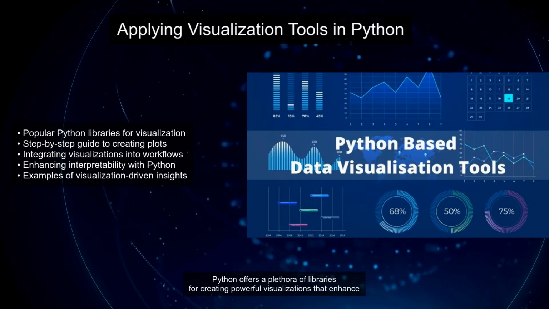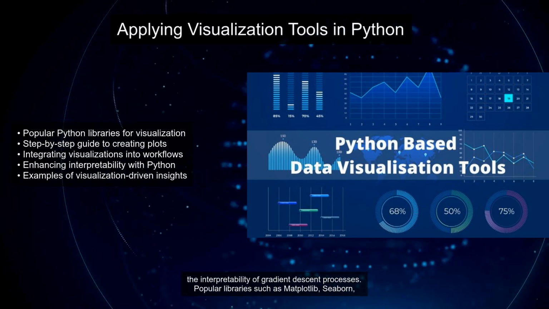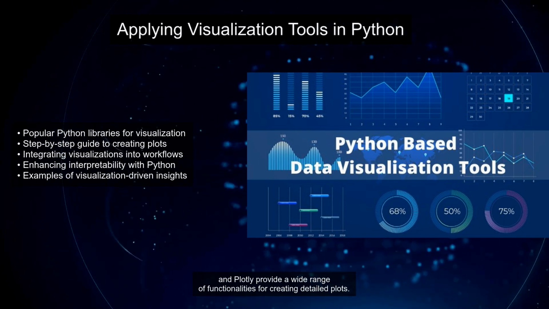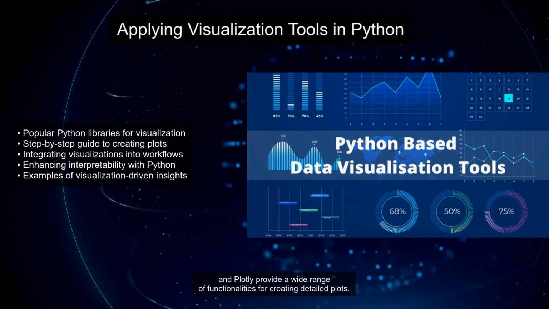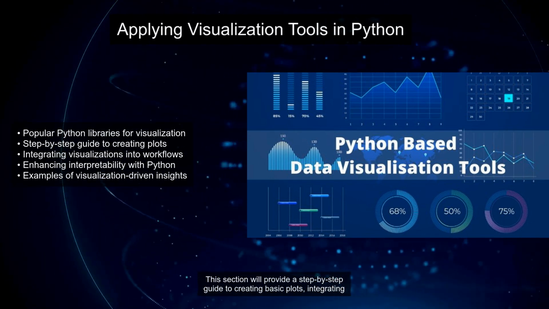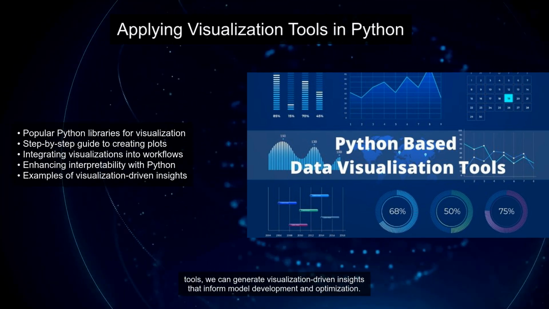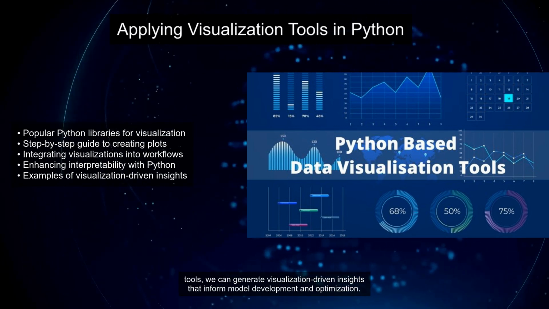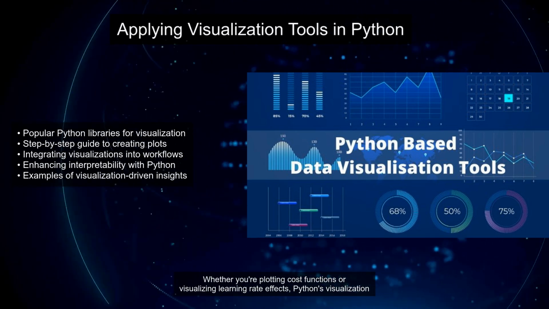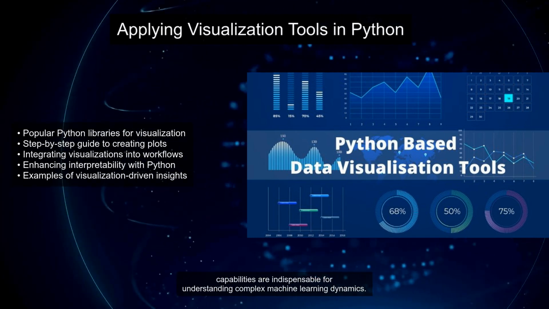Python offers a plethora of libraries for creating powerful visualizations that enhance the interpretability of gradient descent processes. Popular libraries such as Matplotlib, Seaborn, and Plotly provide a wide range of functionalities for creating detailed plots. This section will provide a step-by-step guide to creating basic plots, integrating them into machine learning workflows, and interpreting the results. By leveraging these tools, we can generate visualization-driven insights that inform model development and optimization. Whether you're plotting cost functions or visualizing learning rate effects, Python's visualization capabilities are indispensable for understanding complex machine learning dynamics.